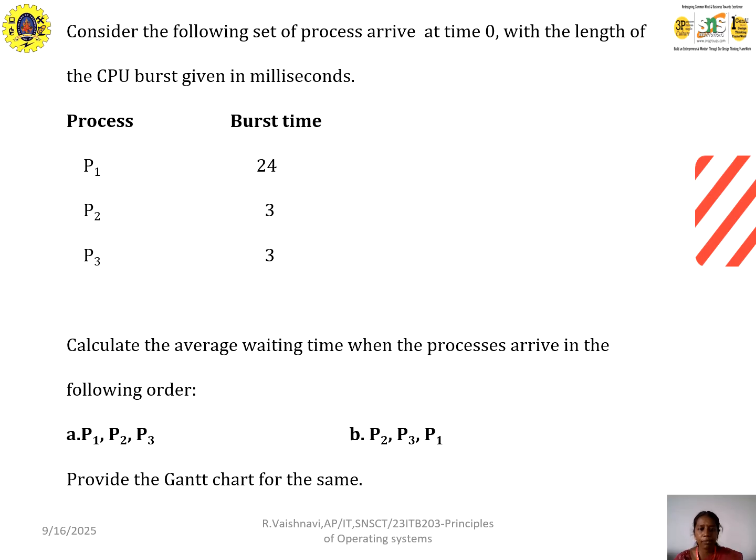Here we have the example for the FCFS scheduling algorithm. Here three processes are given. The burst time of the three processes will be 24 milliseconds for process 1, 3 milliseconds for process 2, and 3 milliseconds for process 3. Here we want to calculate the average waiting time and then the average turnaround time. Here the order is given. The first order will be process 1, 2 and then process 3, and then the second order will be process 2, process 3 and then process 1. Here we have to provide the Gantt chart for the same.